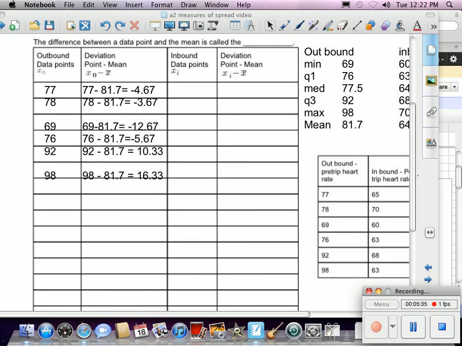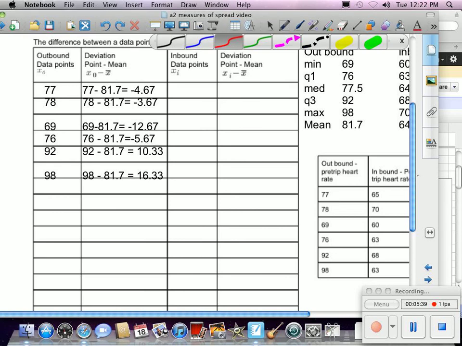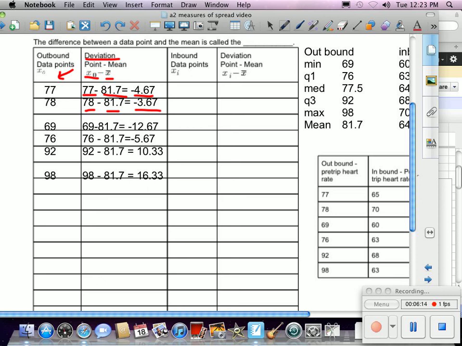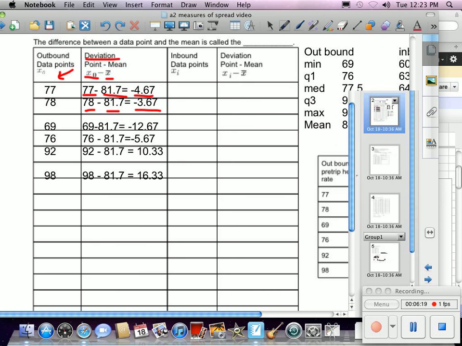So here are my outbound data over here, right? And then what I've done is I've found the deviation. I've taken each data point, because that's what this means, data point, and I've subtracted the mean. So I've said 77 minus 81.7 equals this. What that means is that this data point, 77, is less than the mean, and so you end up with a negative deviation. And then I went down here and did that with each one. So here's the data point 78 subtracted, and the deviation is the distance that this is from the mean in the negative direction.